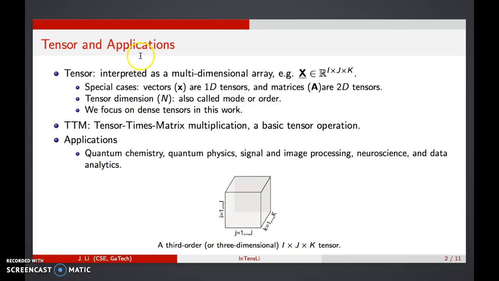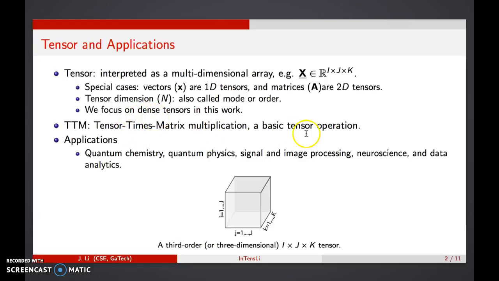Let's see what is tensor and tensor applications first. Tensor can be interpreted as a multidimensional array. We draw a three-dimensional tensor here. Vectors and matrices are special cases of tensors. Tensor dimensions are also called tensor mode or order. In this presentation, I'll call them tensor modes. We focus on dense tensors in this work.